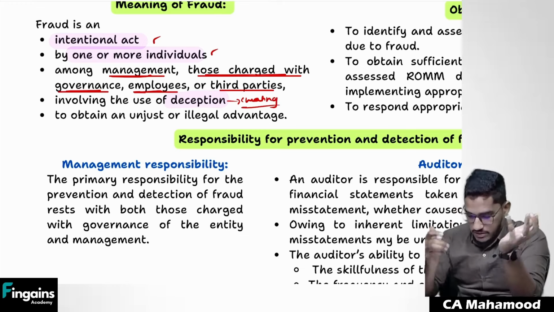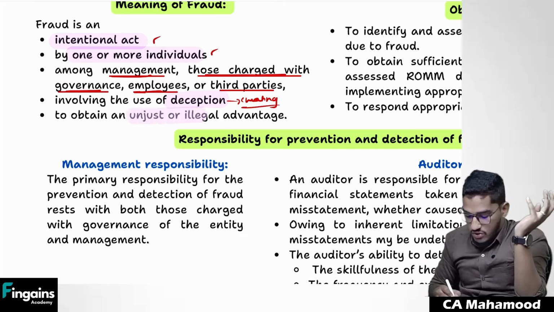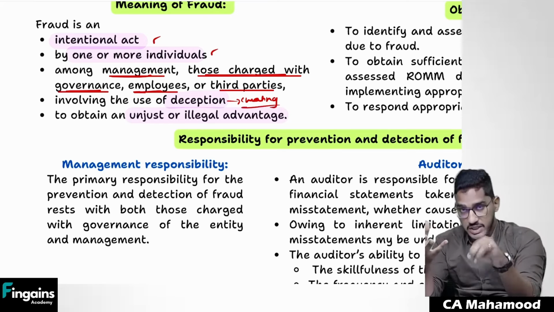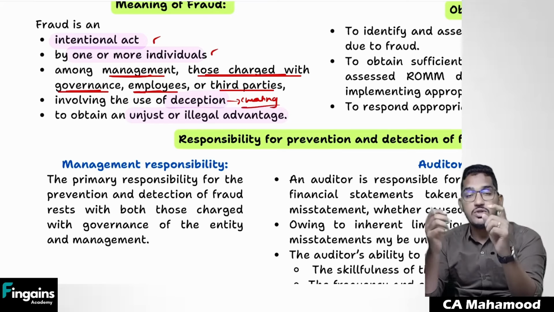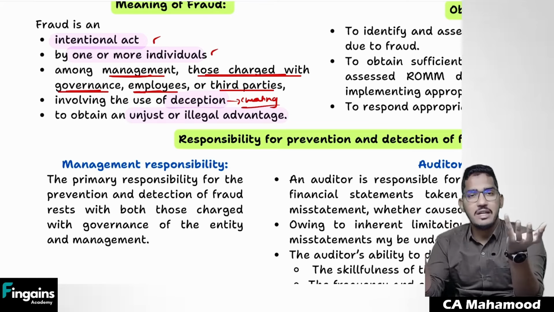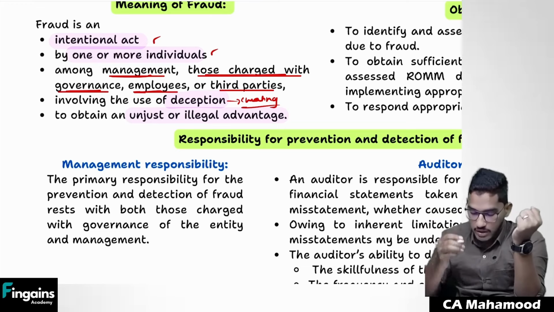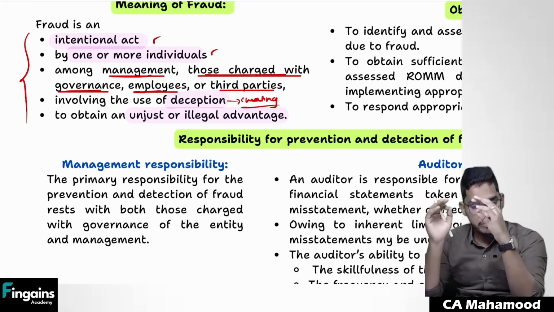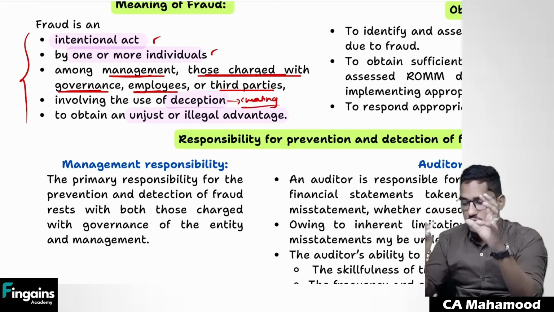Sir, why are we cheating? To obtain an unjust or illegal advantage. So you are committing that intentional act. You are cheating someone. Why? Because you want to get some illegal advantage, some unjust advantage. Unjust means something you are not entitled to. You want to get a wrong advantage. Such an act, we call it as what? Fraud. Clear, everybody? So this is the definition of fraud.